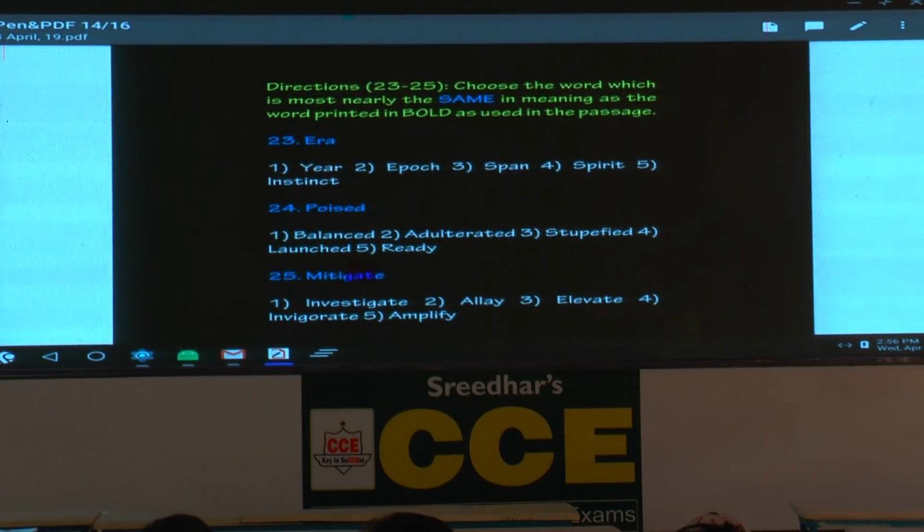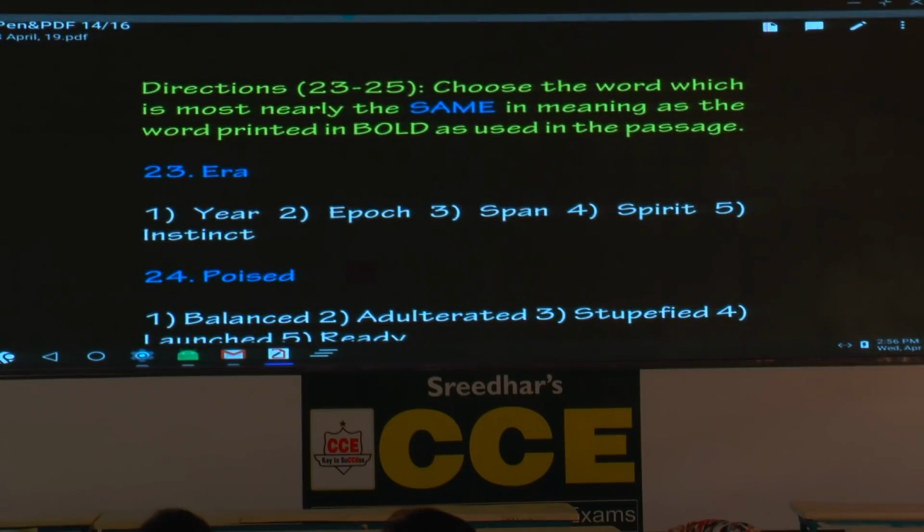Should not be a problem. I will ask a question. Wait for some time. Now here, same meaning. What is the first word? Era. Year? No. Epoch. Epoch means the same. Time period. Era means what? A time period. Epoch also means time period. Answer is the second option.